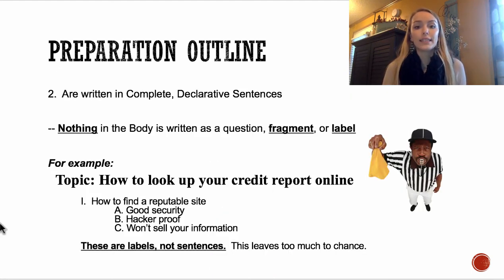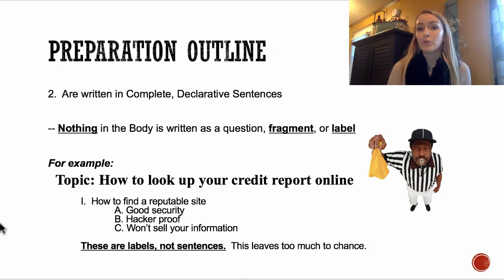Again, written in complete declarative sentences, nothing in the body is written as a question, fragment, or label. So often we'll use questions in our intro and conclusion, but try and avoid those in the body, complete declarative sentences. So for example here, how to find a reputable site, good security, hacker-proof, won't sell your information. These are labels, not sentences, and this leaves too much to chance. So that's a yellow flag here, red flag for outlines.